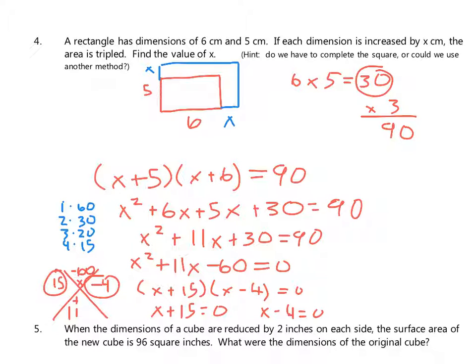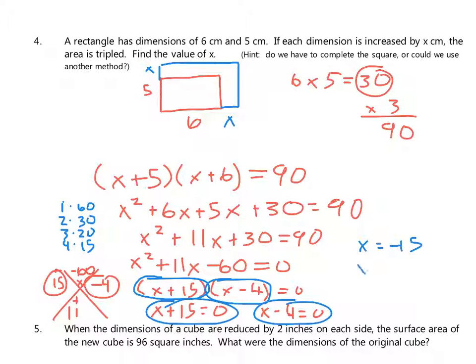By the zero product property, we know that if something times something equals 0, one of those has to be 0. So what would satisfy this if x were negative 15? What would satisfy that one if x were 4? Negatives don't work for this problem because we can't have a negative length. So now looking at the question, all they want is the value of x. So that is 4.